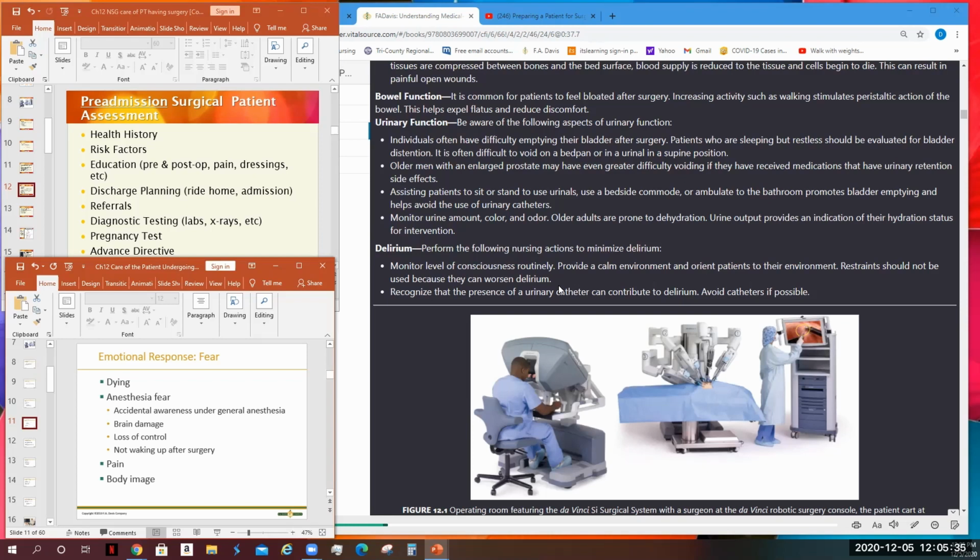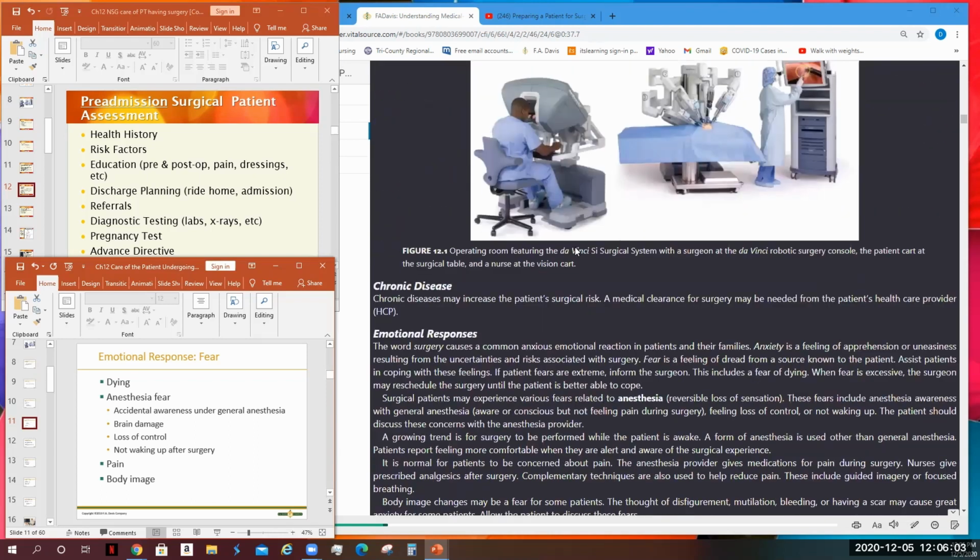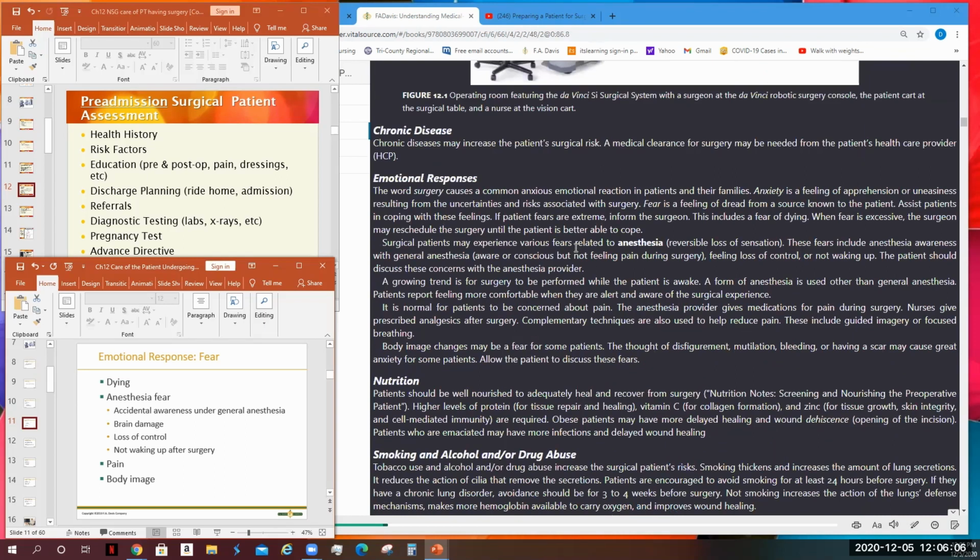Delirium. Perform the following nursing actions to minimize delirium. Monitor the level of consciousness routinely. Provide a calm environment and orient patients to their environment. Restraints should not be used because they can worsen delirium. Recognize that the presence of a urinary catheter can contribute to delirium. Avoid catheters if possible.